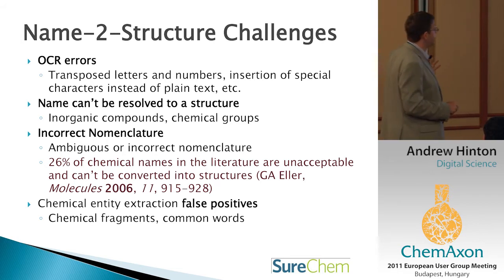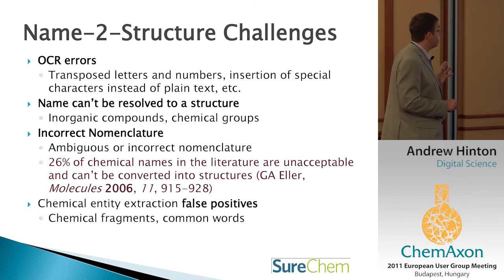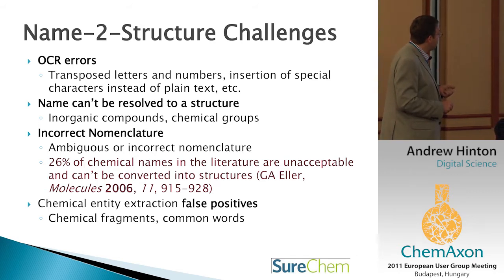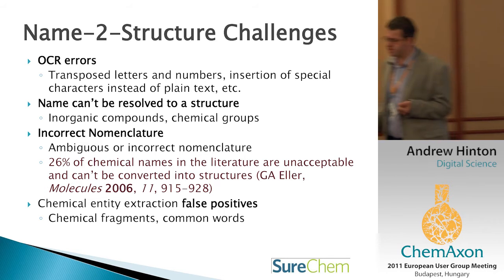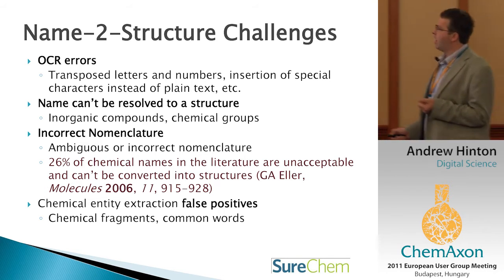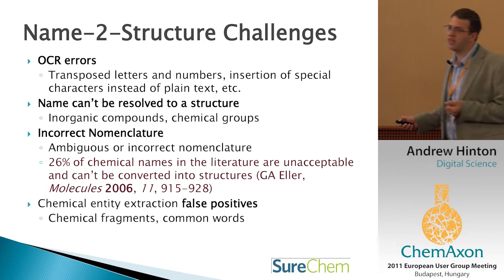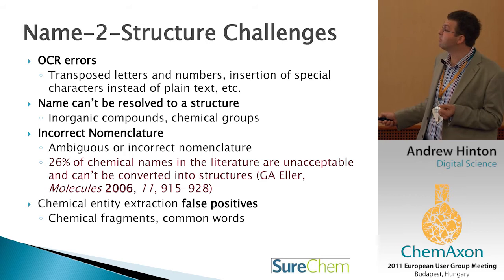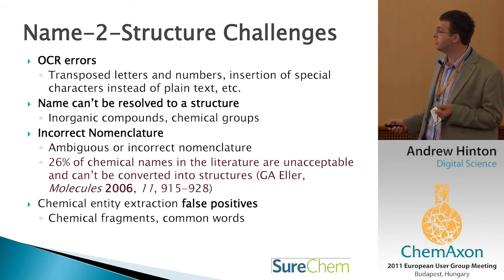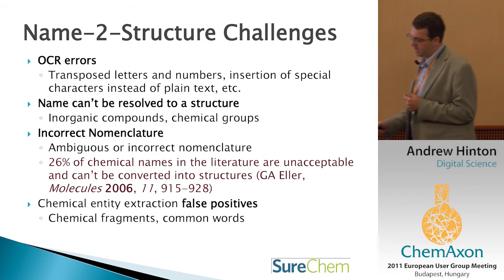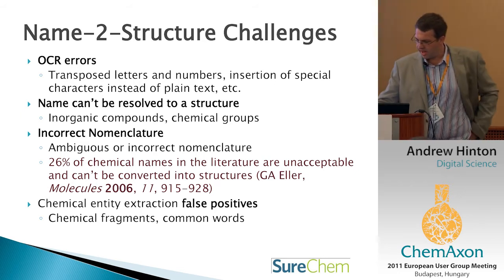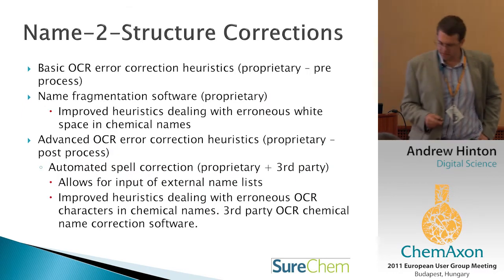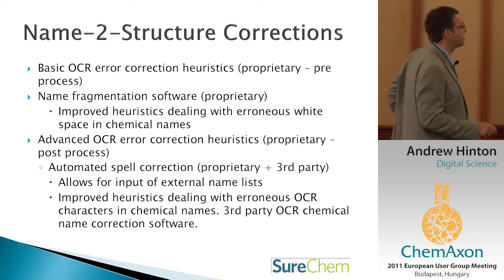There are also some chemical terms in patents that we're just unable to properly deal with, whether they're inorganic compounds or they're ambiguous in some way. Interestingly, there's a paper there which suggests that I think it's 26% of the chemical names in the literature are unacceptable in some way and unable to be converted into a structure. The basic message is that you get a lot of false positives and you get a lot of fragmentation issues when you're trying to do this exercise.